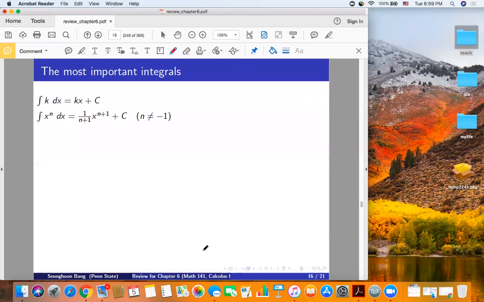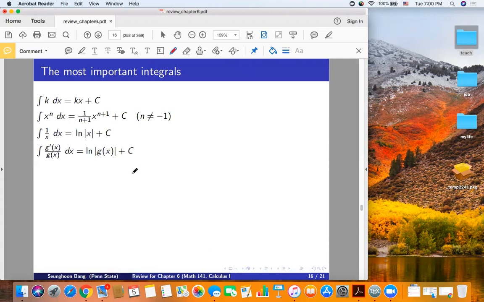What is integral x to the n dx? This is the power rule: 1 over n plus 1, x to the n plus 1, plus c. In this case, n is not equal to minus 1. Do you know integral 1 over x? Could you write your answer on the chat board? The answer is ln of x plus c, with the absolute value: ln of the absolute value of x plus c. Really be careful, absolute value. This is ln of the absolute value of g of x plus c.